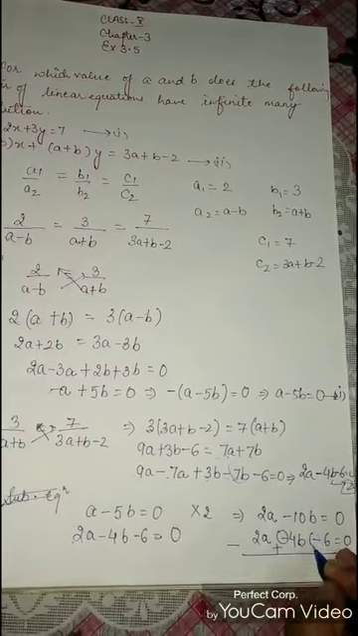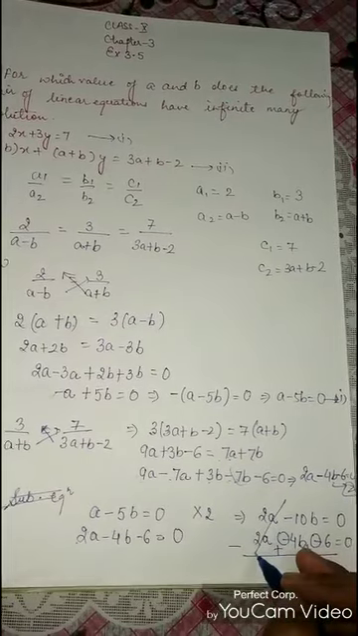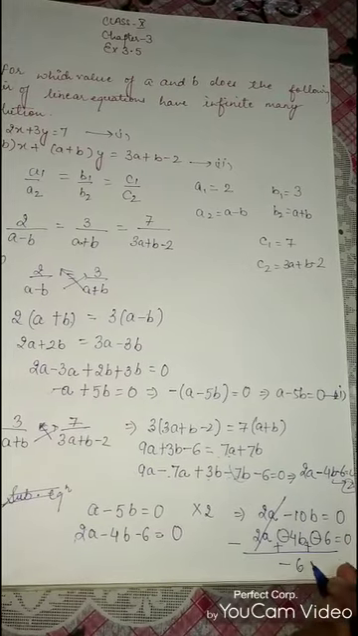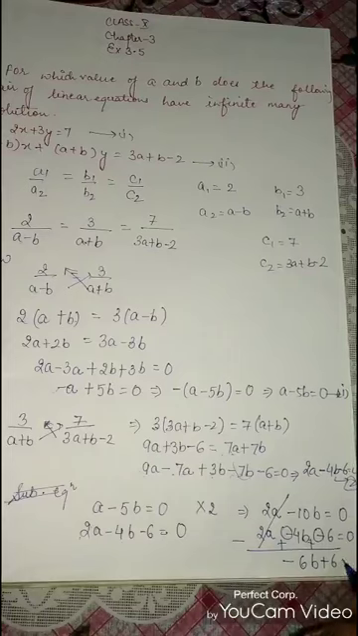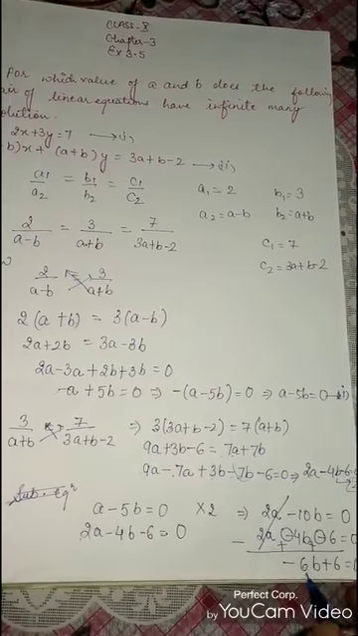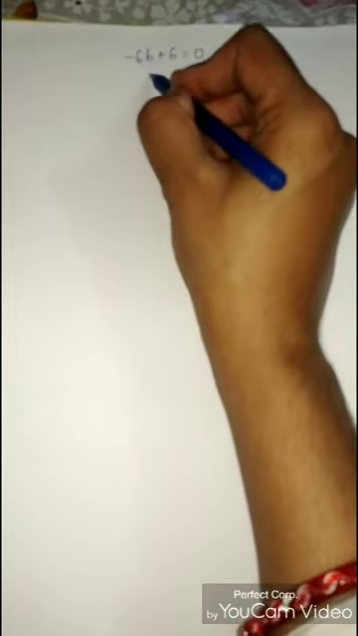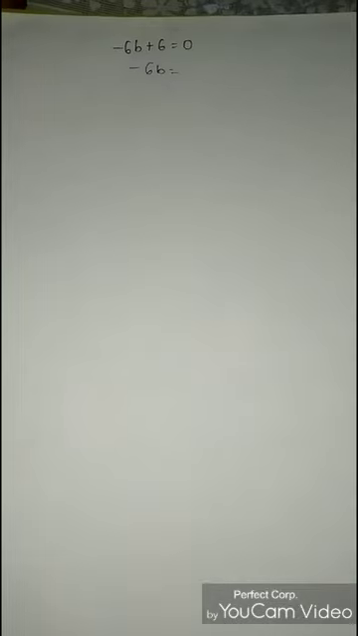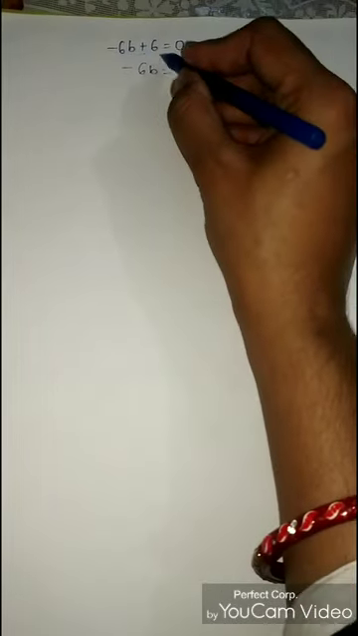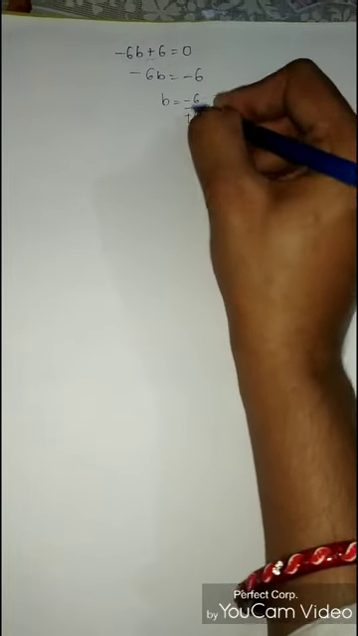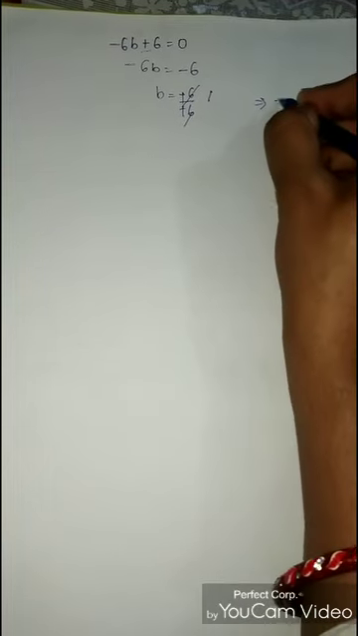Here also the sign will change. 2a cancelled. Plus minus minus, so minus 6b plus 6 is equal to 0. So we got minus 6b plus 6 is equal to 0. Now shift this 6 to RHS. This is positive, on that side it will become negative. So b will be equal to minus 6 upon minus 6. Minus minus cancel and 6 also cancel. The value of b is 1.